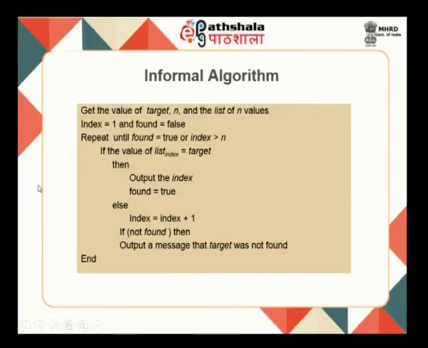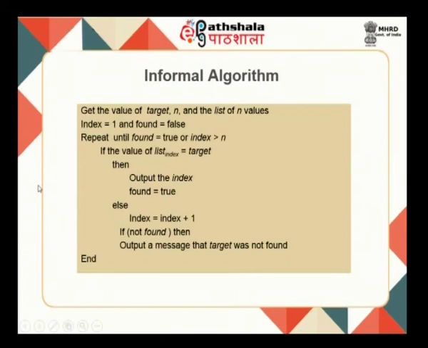So, this is how informally the algorithm will go. Suppose I give this task to a student, how will he proceed? He will take the target value, he will take the first element of the array, and he will check whether the first element is equal to the target. If so, he will print that the target is present. Otherwise, he will go to the second element of the array. Then he will go to the third element, and this process will continue till all the elements of the list are processed. So, this is what is given here informally as follows.